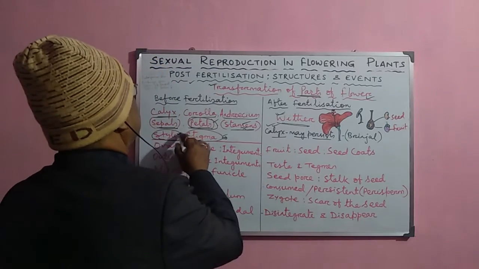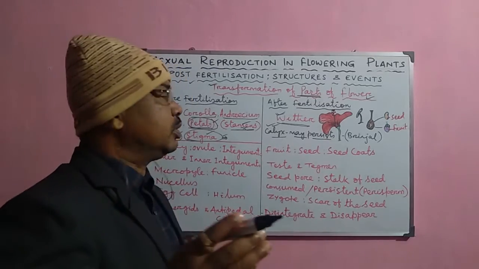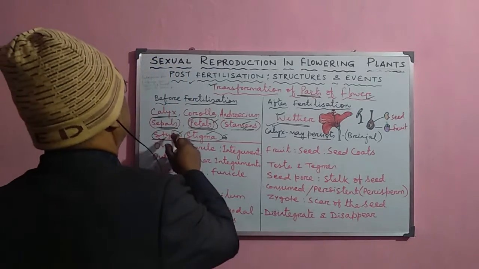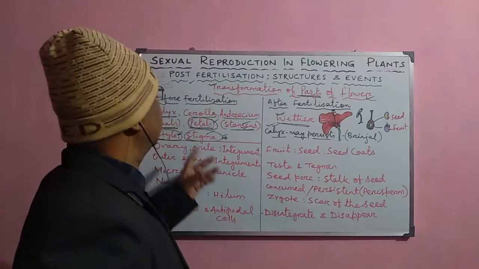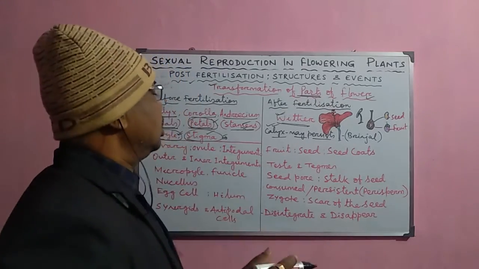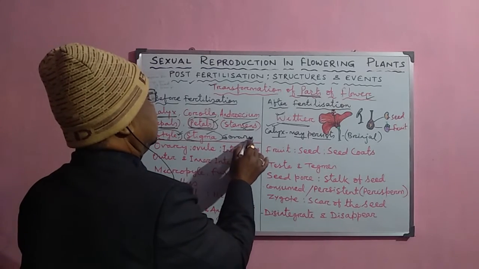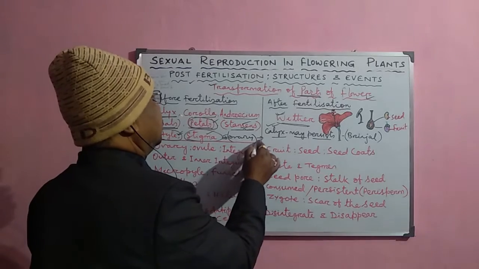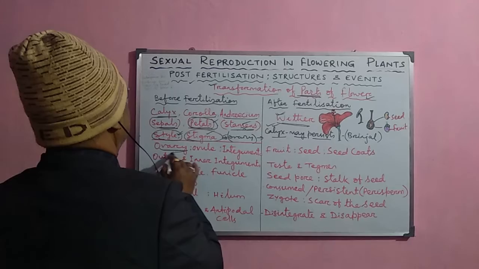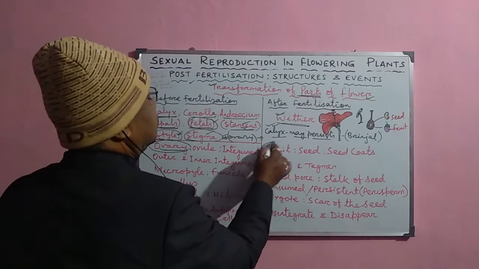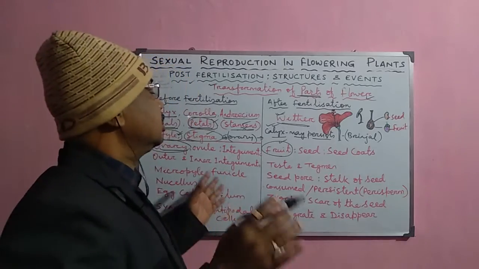The stigma receives the pollen grain from the anther. Then the style helps in the germination of the pollen tube and the movement of the pollen tube towards the ovule. But the ovary remains persistent and transforms into different forms. Here, the whole ovary develops into the fruit. The fruit develops from the ovary. It is called the true fruit.